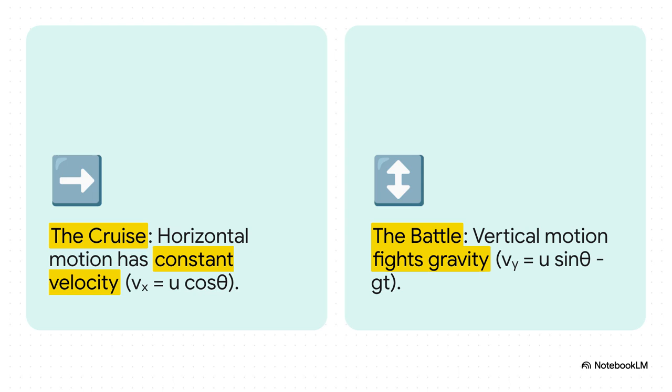So horizontally, the ball is just on a cruise. It's just coasting along at a constant speed, no fuss. But vertically? Oh, vertically, it's in a full-on battle with gravity. It rockets upward, it slows down, it hits that peak, and then gravity wins and pulls it back down. And those letters you see? Well, U is just the initial speed you throw it with, theta is the launch angle, and g is the constant pull of gravity. It's these two simple motions happening together that create the arc we actually see.